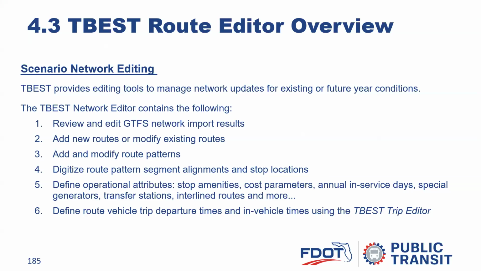and modify route patterns, digitize route pattern segment alignments and stop locations, define operational attributes at the stop level and at the route level, define route vehicle trip departure times and in-vehicle times using the TBEST trip editor. So several components and facets of the route editor. You have the actual alignment editing, you have stop editing, you have segment editing, and you have trip editing. So we're going to go over all of those.